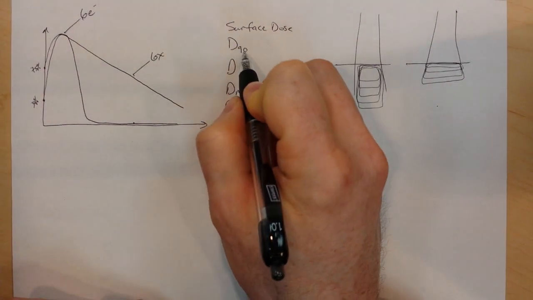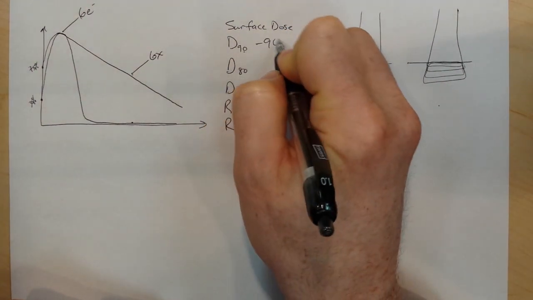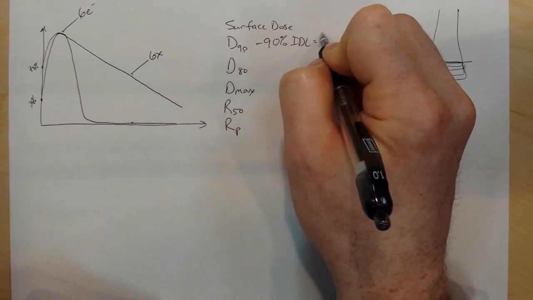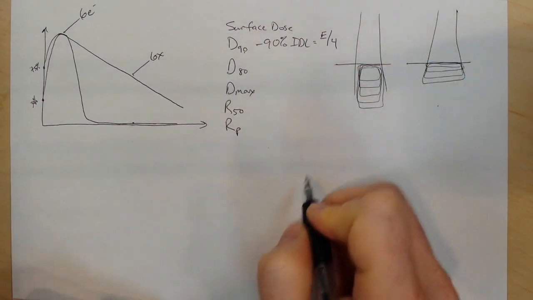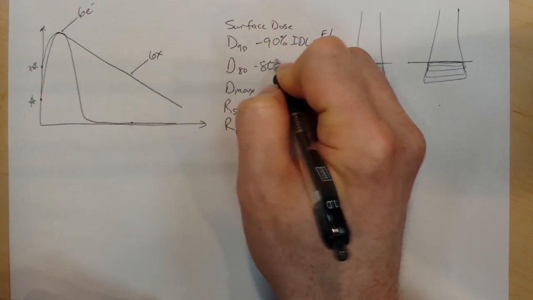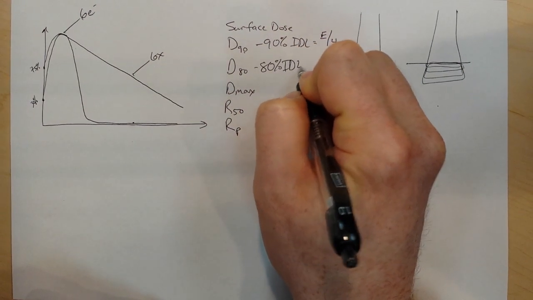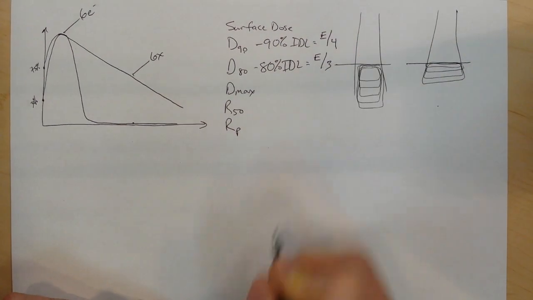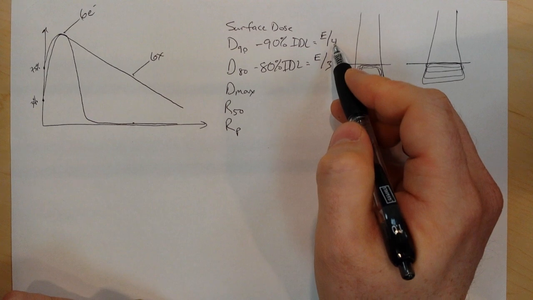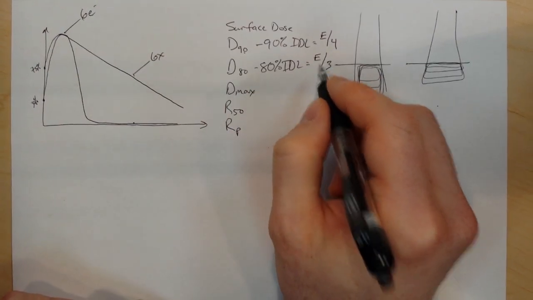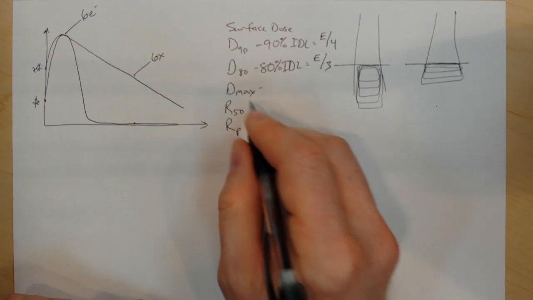D90 is going to be the depth of the 90% isodose line, which roughly you take the energy divided by 4. That gives you a good approximation. D80 is going to be the depth of the 80% isodose line. Again, roughly is E divided by 3. Kahn specifies these more accurately. Your physicist should also have these written in a data book somewhere.